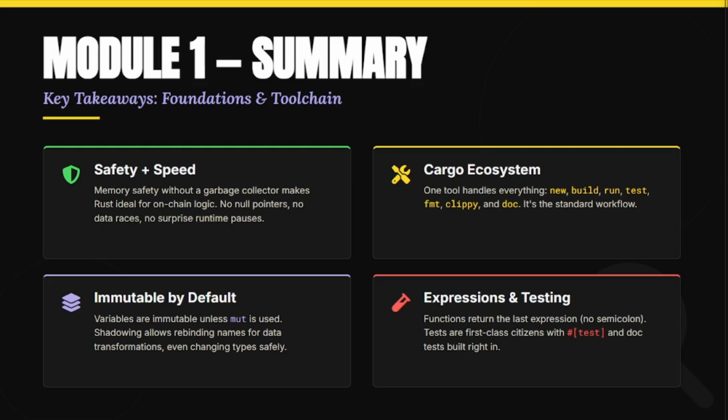Functions return the last expression. No return keyword needed unless exiting early. The semicolon rule is what distinguishes expressions from statements. And tests are first-class citizens in Rust. So we have the test attribute, and we have cargo test, and documentation tests are all built into the standard toolchain.